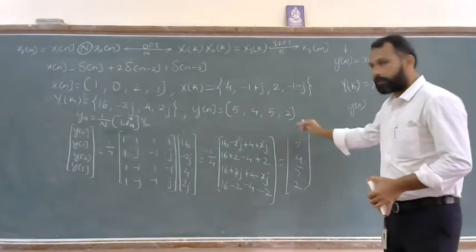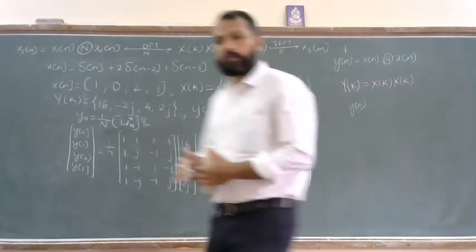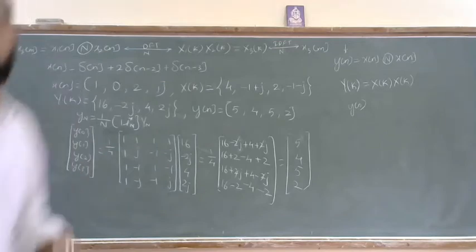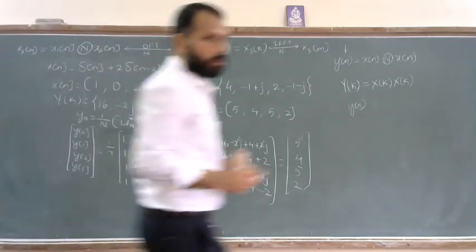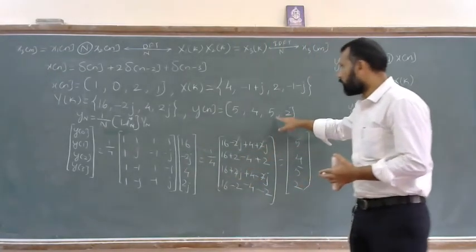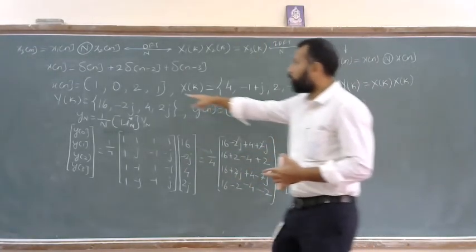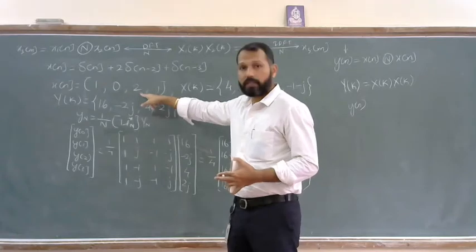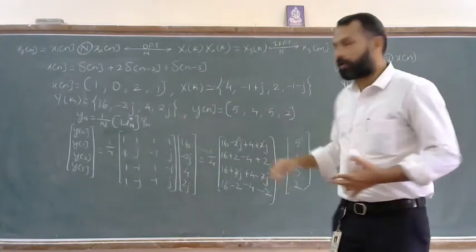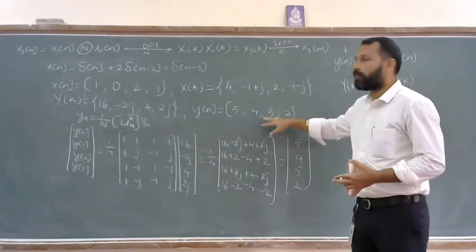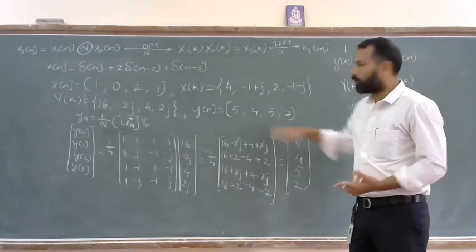Did you all understand? Any doubts, any questions? Now, if you want to verify this result, you can perform circular convolution of this sequence with itself, either by using the matrix method or by using the concentric circle method. It should result in the same 4-point sequence. Okay, you can try that.